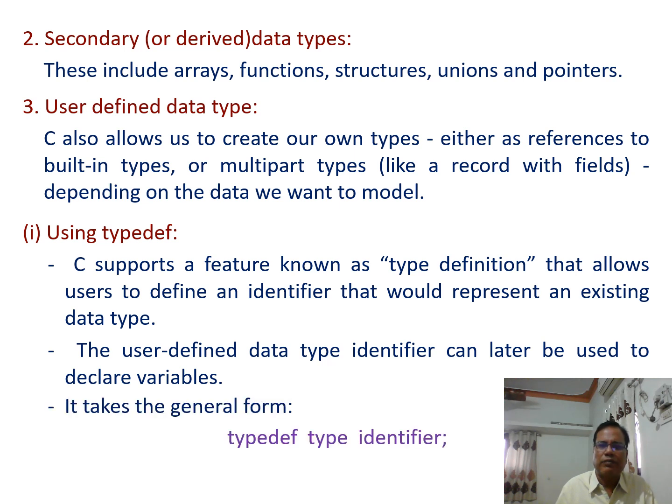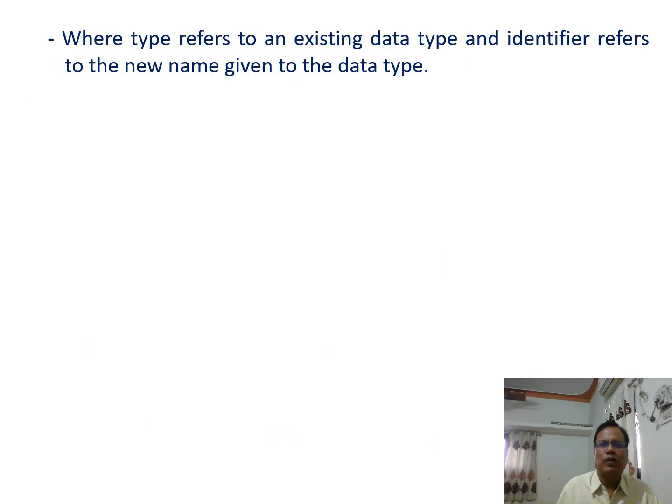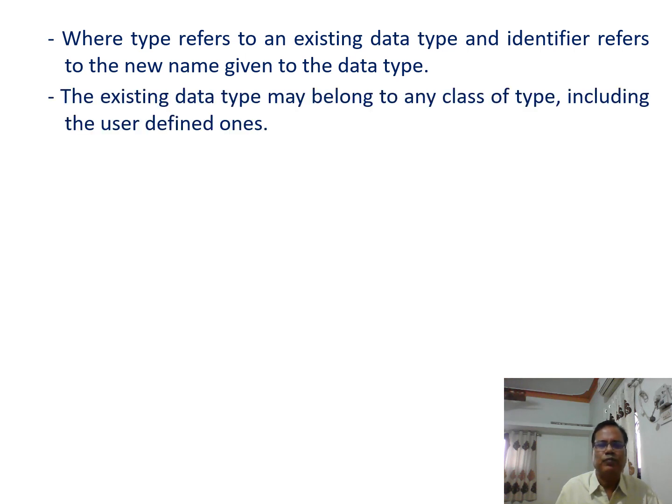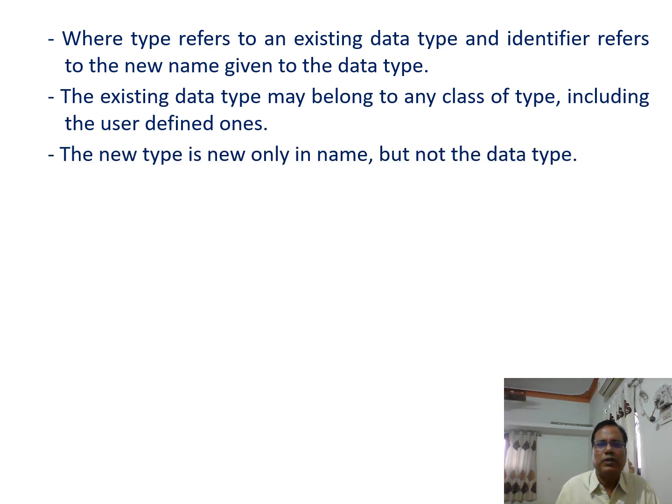The user defined data type identifier can later be used to declare variables. It takes the general form: typedef type identifier; where type refers to an existing data type and identifier refers to the new name given to the data type. The existing data type may belong to any class of type, including a user defined one. The new type is new only in name, not in the data type. Typedef cannot create a new type.